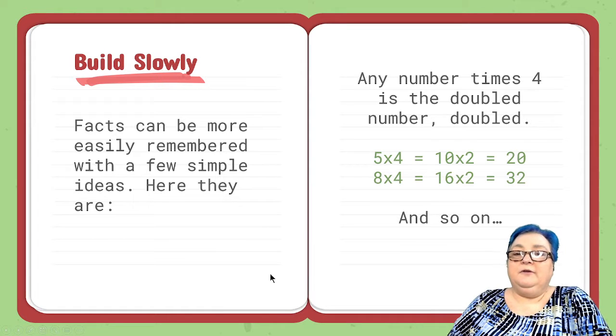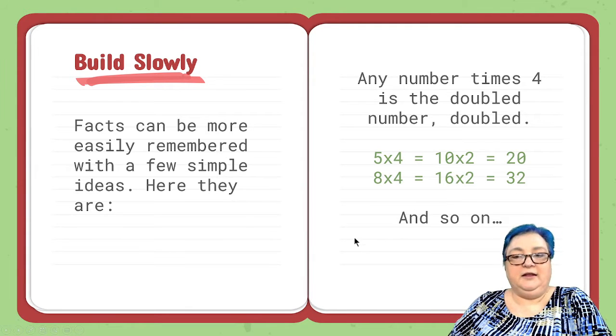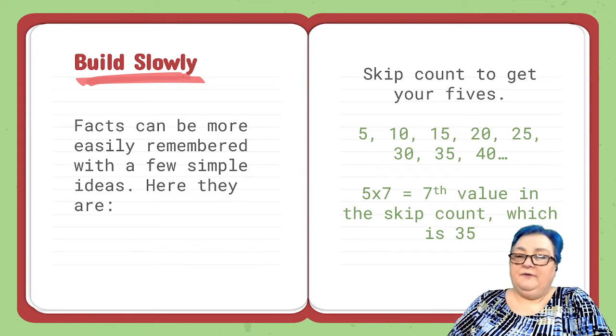Working on your 4's, it's just the doubled number, and double it again. So 5 times 4 is 5 doubled is 10, double it again to get 20. 8 times 4 is 8 doubled for 16, double it again to get 32, and that's a good way to memorize your 4's. Now 5 is a little bit different, but most of us can skip count by 5.